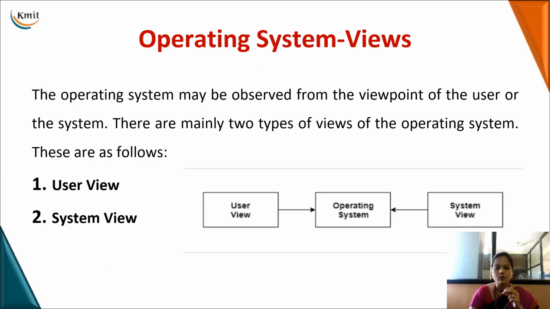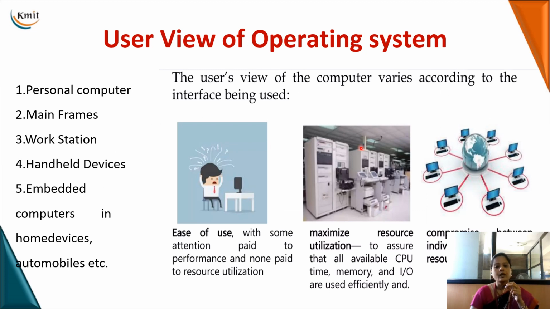Now, we have seen the objectives of an operating system. Now, the operating system can be viewed in two ways. One is from the user perspective, the other is from the system perspective. When I go for the user perspective, we'll see what details or services a user wants from an operating system. Similarly, we'll see what services are wanted from a system perspective. Now, we'll concentrate on how the user views the operating system.